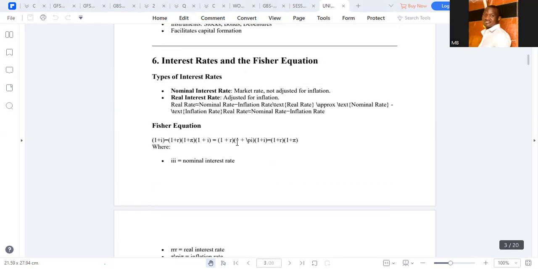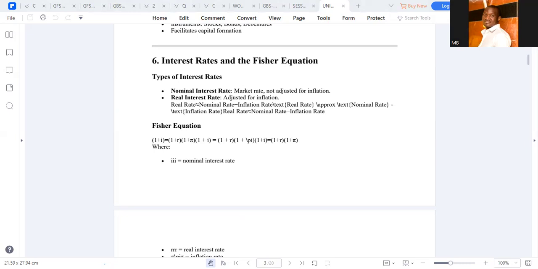So, interest rates and Fisher's equation. There are different types of interest rates that we must know. There's what we call nominal interest. Interest in general is simply the cost of borrowing or saving. We need to understand the distinction between nominal and real interest rates. It's very important for our critical analysis. Nominal interest rate is simply the interest rate without adjusting for inflation, usually quoted by banks and financial markets, whereas the real interest rate is adjusted for inflation. So it's simply nominal minus the inflation rate.